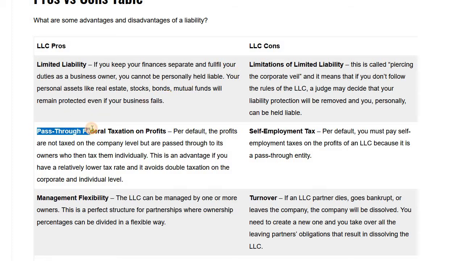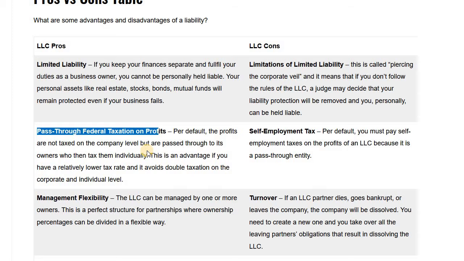Then we also have, as an advantage, a pass-through taxation on profits. This means that your profits are not taxed on a company level. If you have some profits, like you earn 100,000 euros or dollars in the company, then these are not subject to taxation directly. So this is different to bigger companies and other legal entities, but the profits are taxed on the individual level.